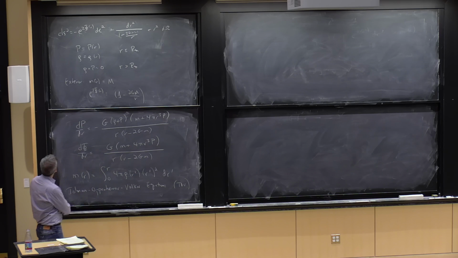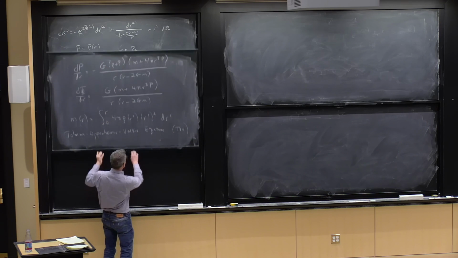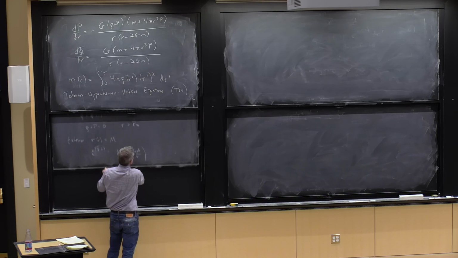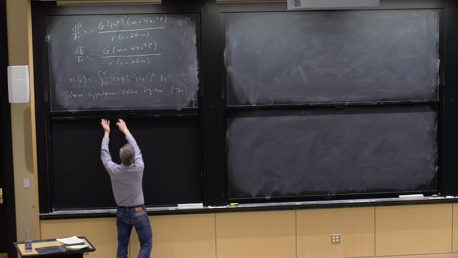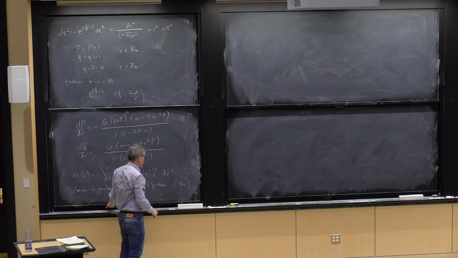The body is described in its interior as a perfect fluid with a particular density profile, rho of r, and a pressure profile, p of r. That describes this thing everywhere inside some radius r star, which gives its surface. I don't know why I've been calling this d omega. It should be d omega squared, whatever. A bit of fluff in that notation.